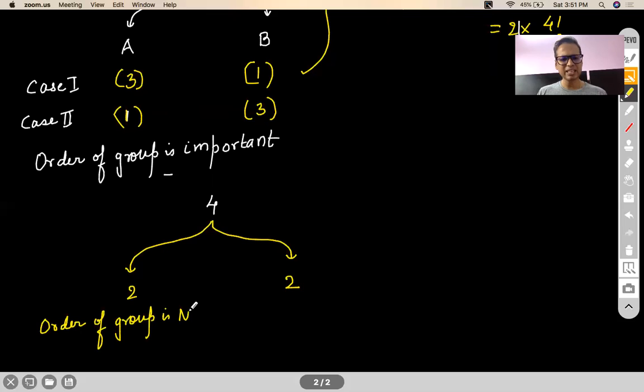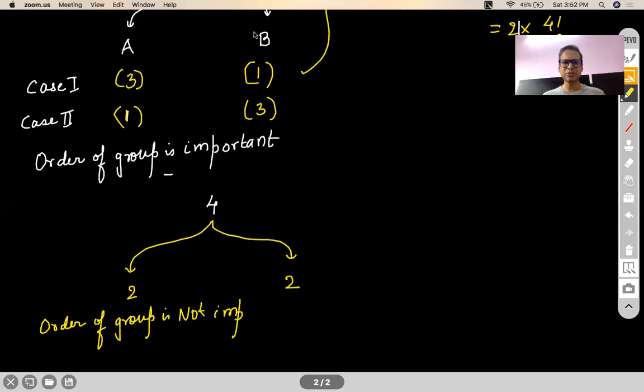Now, many people are still confused. What is the meaning of order of the group is not important? See, order of the group is not important means you are not assigning any kind of a name to the group. You're not assigning any kind of distinct nature to a particular group. Grouping means you are just segregating them out. You're not saying this will be group 1, this will be group 2, this will be group 3, this will be group 4. You're not giving any name to it. You're not attaching any identity to the group. Are you getting my point?